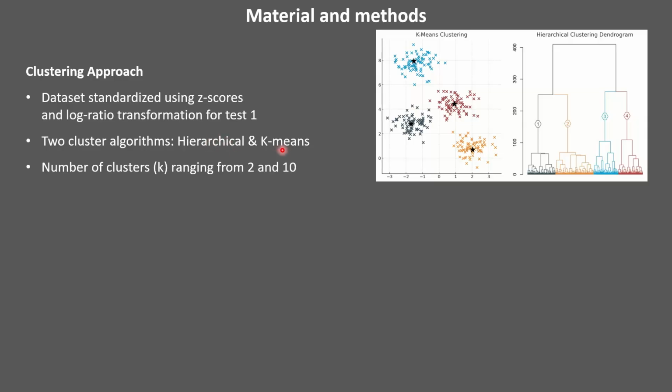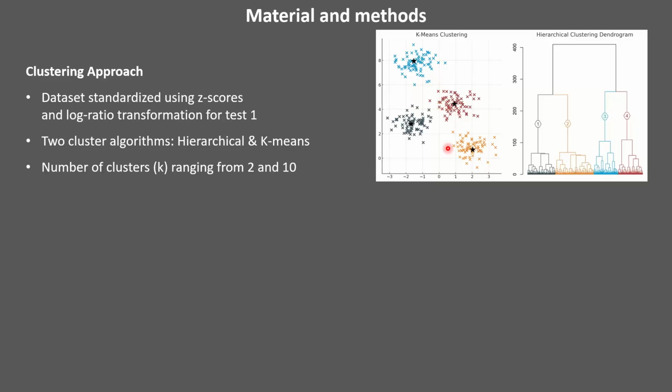For all three tests, we perform both k-means and hierarchical clustering. Hierarchical basically builds a cluster by progressively merging the closest data points or clusters, as you can see from this picture here, while k-means starts from a predefined number of centroids and assigns the data points to the closest of these centroids. It then recalculates the centroid position based on the new cluster points, and it continues this process until the centroid positions no longer change significantly.